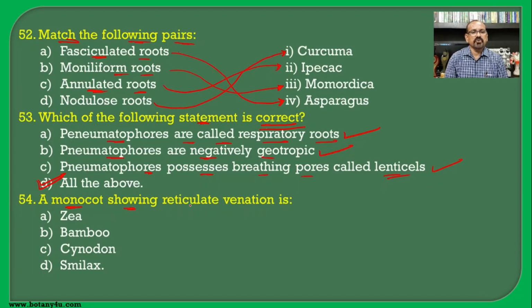A monocot showing reticulate venation is, you should remember this name of the plant. Specifically this question is added so that you can remember one of the plant names in which the reticulate venation is present, but it is from the monocot. As we have seen, the reticulate type of the venation is a characteristic feature of the dicot and not the monocot. So the reticulate type of the venation is present in the Smilax, which is the monocot, while Zea mays, bamboo, and the Cynodon have the presence of parallel type of the venation.